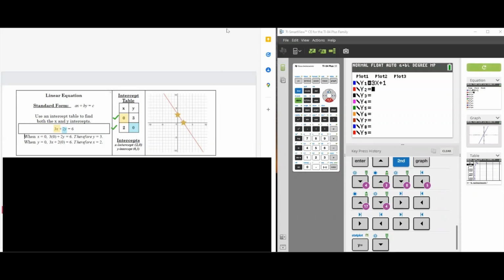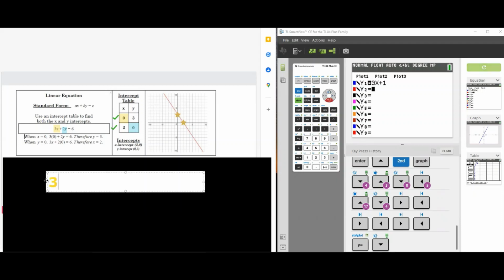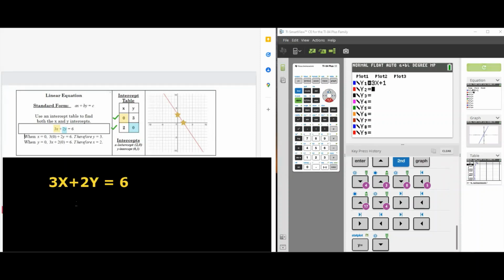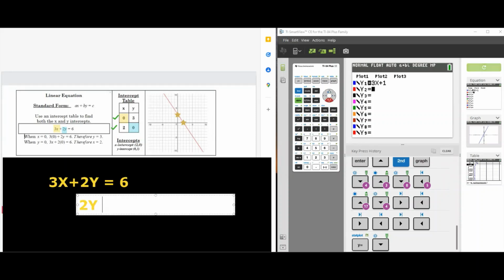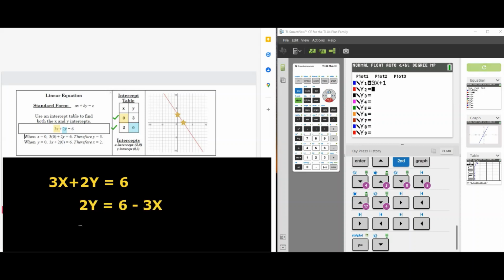However, what we need to do for the graphing calculator is isolate the variable. So we need to take the equation as written, so I'll write it on the left, 3x plus 2y equals 6. But we need to write it as a y equals equation. So subtracting 3x from both sides, we get 2y equals 6 minus 3x. And then dividing by 2 on both sides, we'll have that y equals (6 minus 3x) over 2.